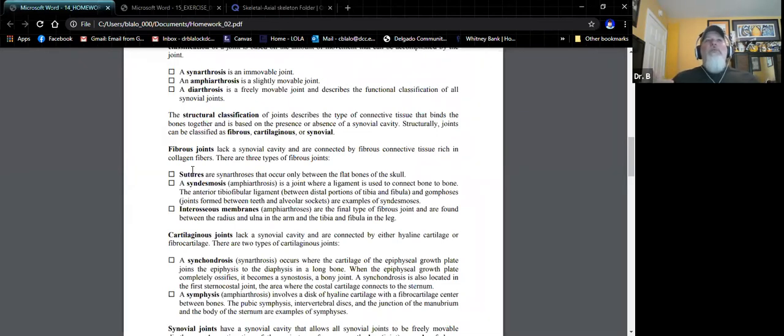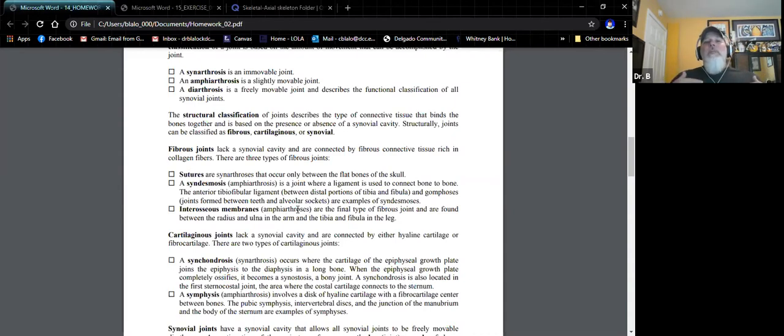We know that we can move the teeth. When you go to an orthodontist, you pay them thousands of dollars to move your teeth. So we know that there is movement possible, but there's just not free movement, meaning that we're not contracting a muscle to actually make it move. And then we have interosseous membranes. These interosseous membranes are also amphiarthrosis joints.